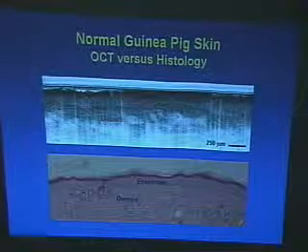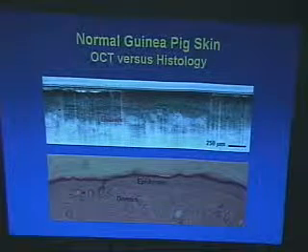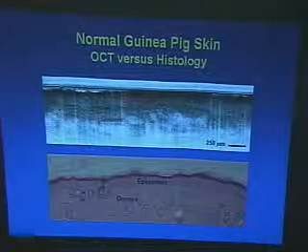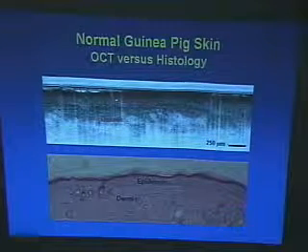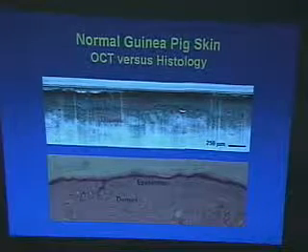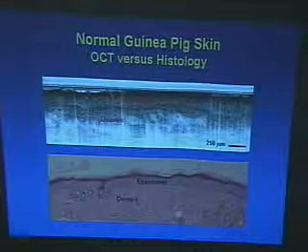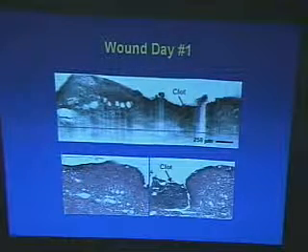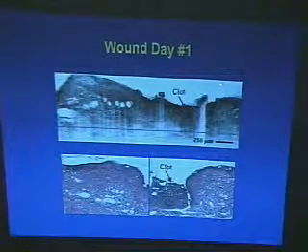The reason we use a guinea pig is because the skin is very similar to human skin. And you can see the top layer is the epidermis, and here the EV junction, not quite clear, and this is the corresponding histology. And this is for day 1, meaning 24 hours after the wound was introduced.